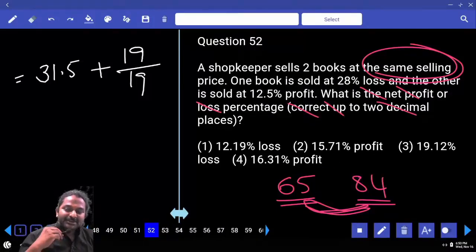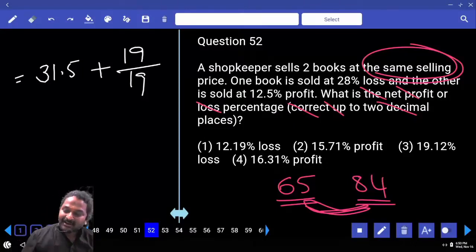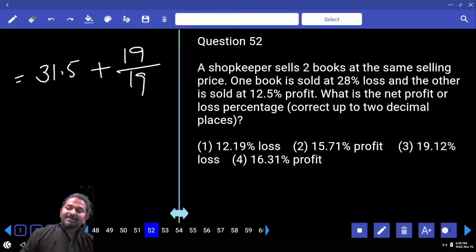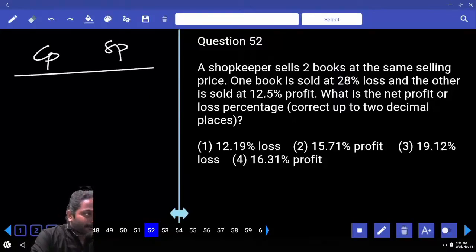A shopkeeper sells 2 books at the same price. So what is equal here? Selling price is equal. One book is sold at 28% loss, the other is sold at 12.5% profit. What is the net profit or loss percentage, up to 2 decimals? So now we need to know how much is the cost price and how much is the selling price of both the items. Agreed?